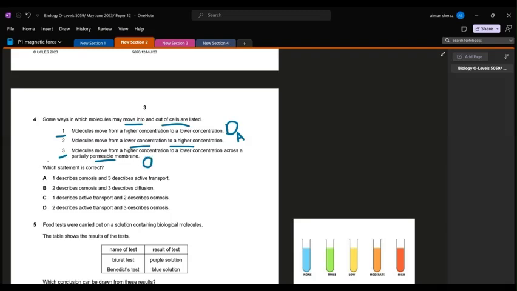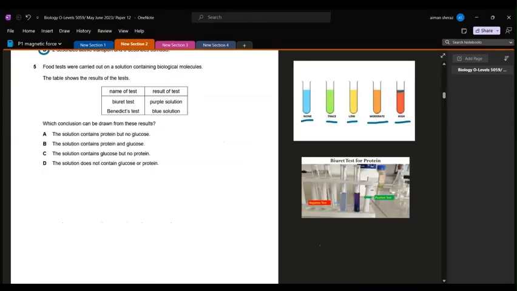So which statement is correct? Now we can easily identify it because we know that only number 2 is active transport. So D is the right option. And you also have to check the other statement which is true. Number 3 is osmosis. Question number 5.